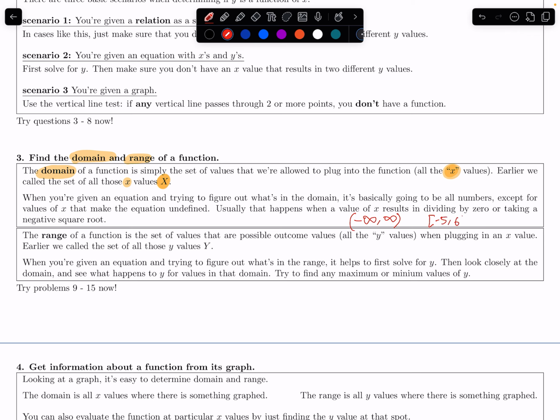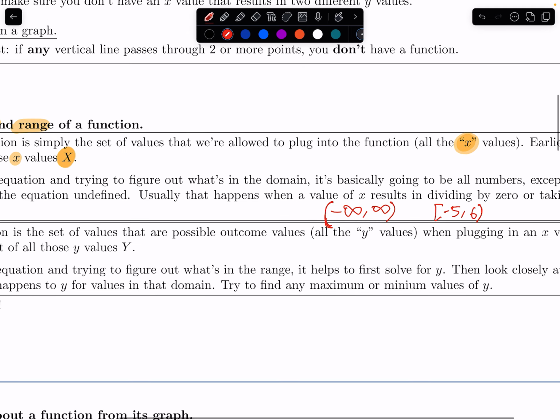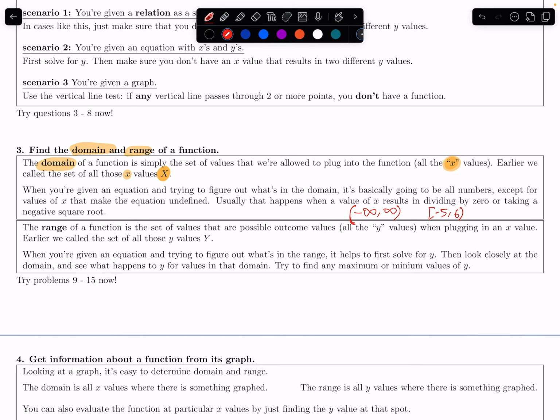So if you have finite numbers, something like -5 to 6, and you do include the endpoints, you can put the closed brackets. Closed brackets are just these more angular ones, right? Open ones are the ones that are like your typical parentheses. So if, let's say, you don't want to include the 6, then you use an open bracket. So that's a quick review of interval notation too, for free.